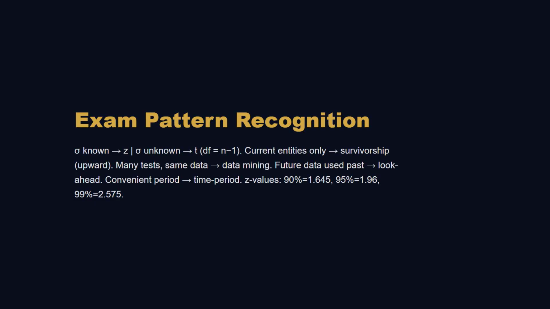For confidence intervals, memorize 3 Z values: 1.645 for 90%, 1.96 for 95%, 2.575 for 99%. And remember, higher confidence means a wider interval. You are more confident precisely because you cast a wider net. Master these patterns and this topic becomes easy points on the exam.